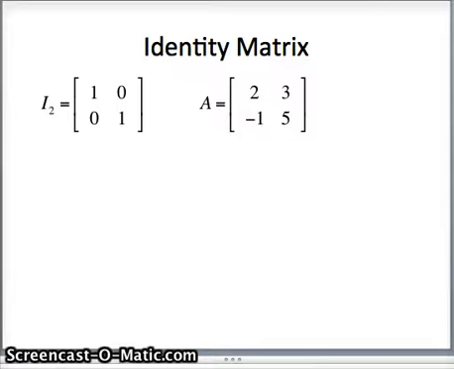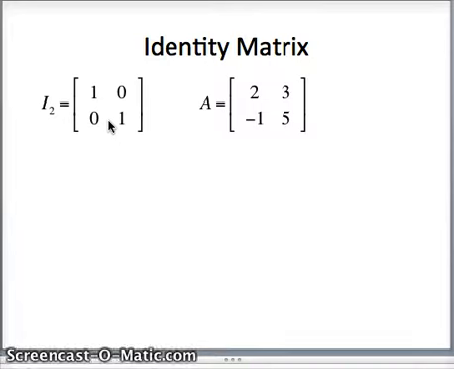For a 2 by 2 matrix, the identity matrix, which I call I2, is 1, 0, 0, 1. Now what does identity mean? Well, if you apply the identity to something, the something should not be changed. 0 is an additive identity. If I add 0 to 7, I get 7. I add 0 to 5, I get 5. So adding 0 does not change the value.